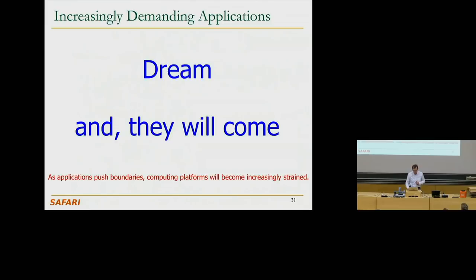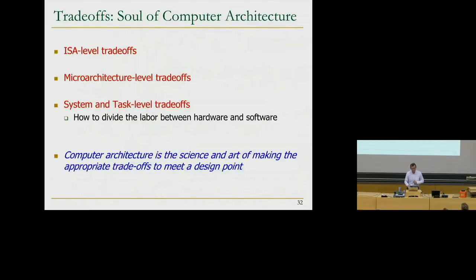Okay, so you know this already, so I'm going to skip this. So really the soul of computer architecture is the trade-offs. ISA level trade-offs, I've given you a glimpse of it. There's a lot more over there in the ISA level, which we're not going to cover. We're going to go a little bit more into microarchitecture level trade-offs, but first we need to learn what microarchitecture is. And there are also system and task level trade-offs. How do you divide the labor between hardware and software? So microarchitecture level trade-offs, what kind of an adder do you use is a microarchitecture level trade-off. And computer architecture is really the science and art of making the appropriate trade-offs to meet a design point.